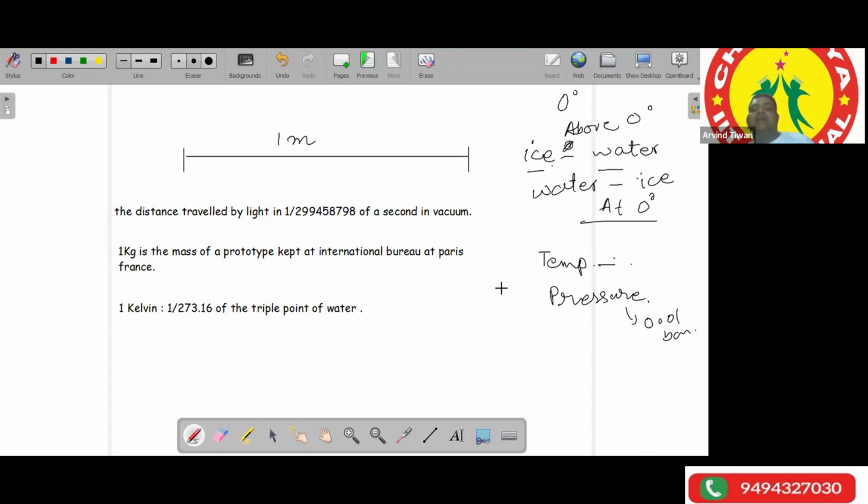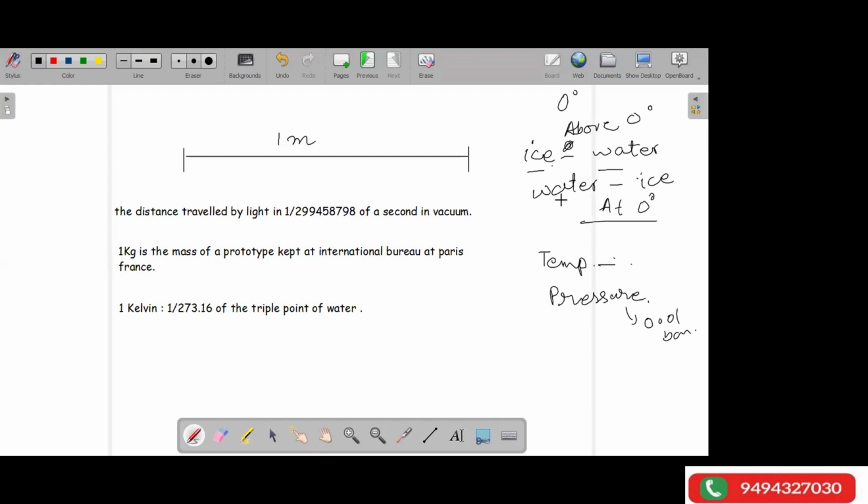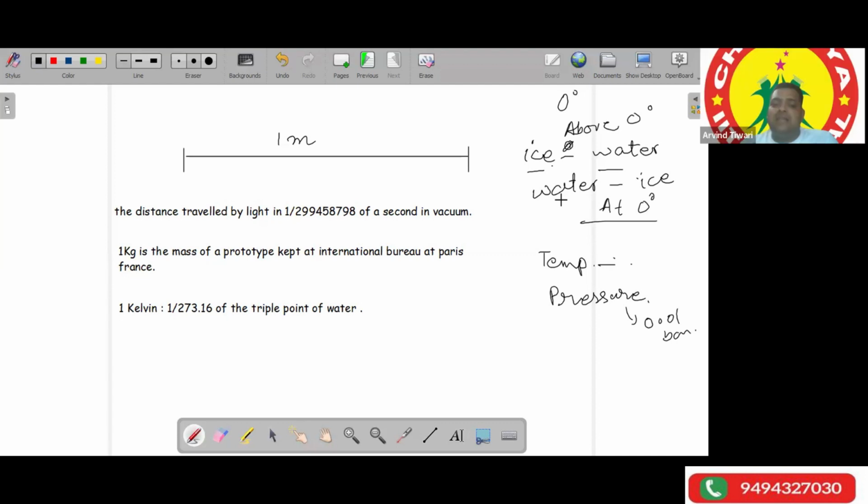So that is a single temperature. So 1 over 273.16 of the triple point of water. Triple point means the temperature at which water will coexist in all the three forms. So you can very well guess what the level of standardization is. We have standardized everything so that there is not even a minor chance of the units being disrupted. So 1 Kelvin is 1 over 273.16 of the triple point of water.